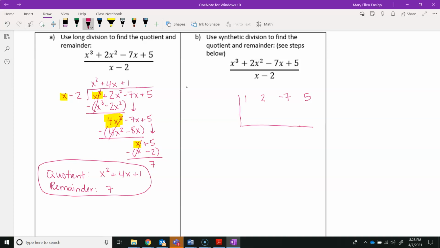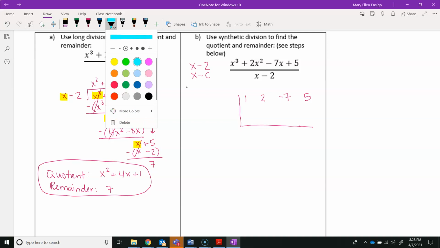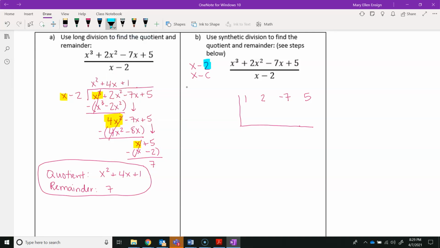Now, what goes on the outside is part of my divisor. Remember that I said I wanted x minus c as the format for my divisor. Well, I need to think about whatever c is. In this case, c is 2. So I am going to put c, or just 2 here. And then I'm going to start out by bringing this 1 straight down here.